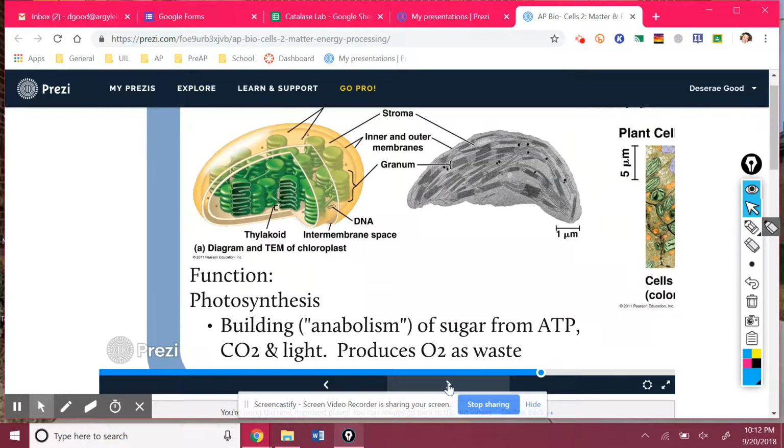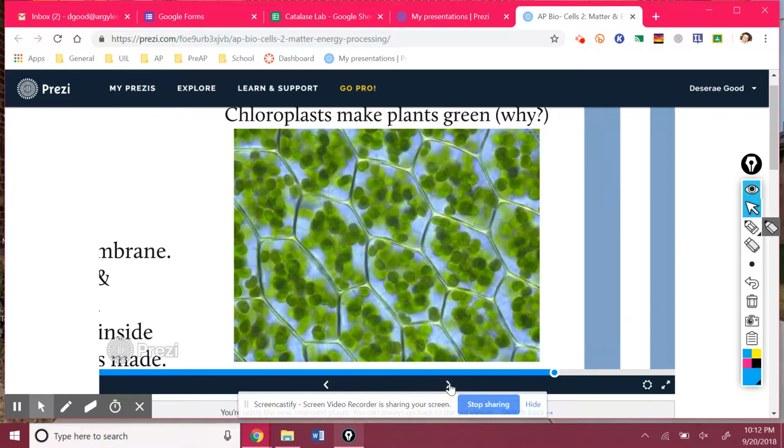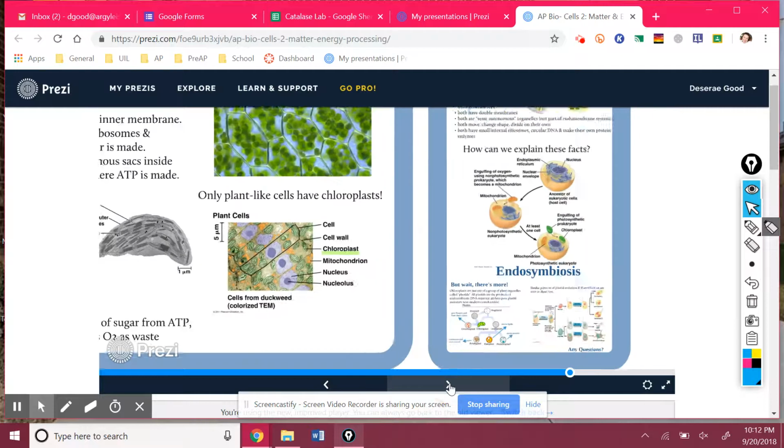The opposite of respiration is photosynthesis, so it's not catabolic, but it's anabolic. Why? Because you're building up a plant cell wall with the production of sugar that comes from photosynthesis. Oh, look at all those pretty photosynthetic cells. Aren't they pretty? All right.